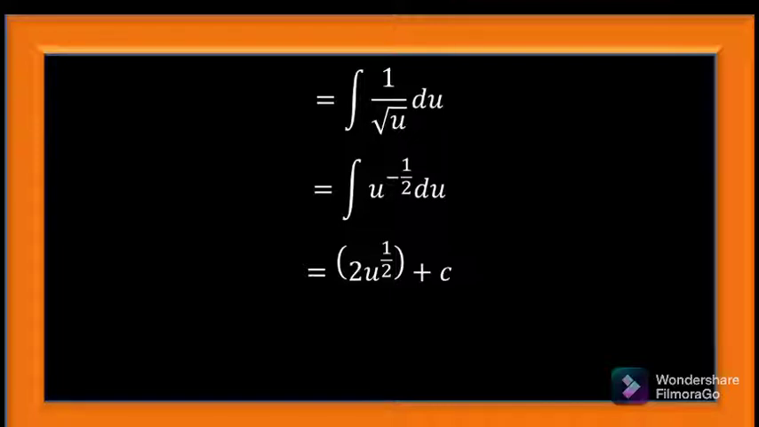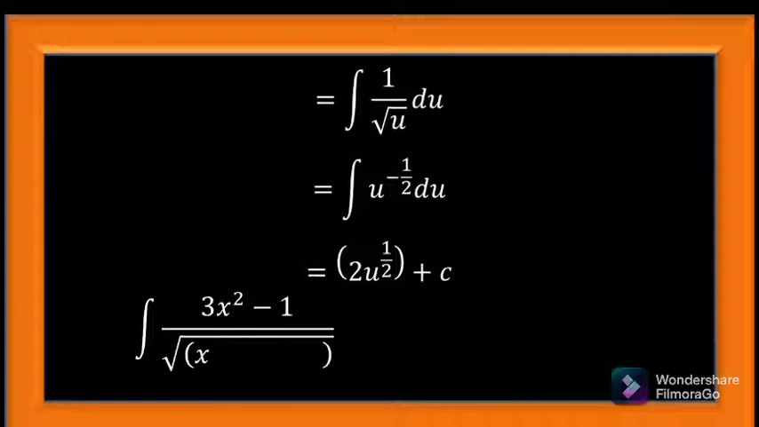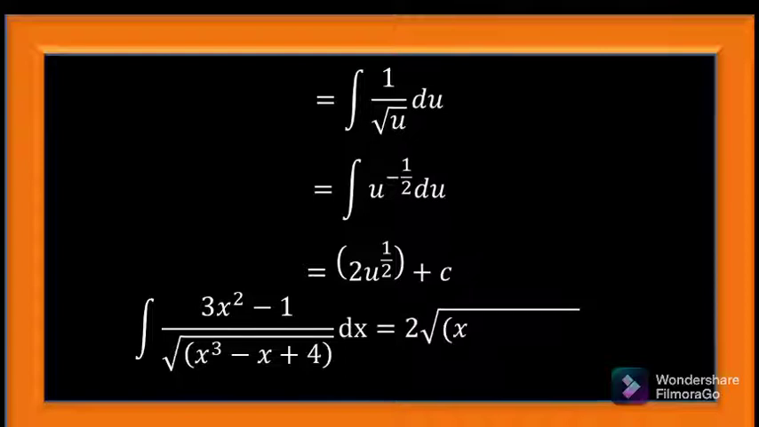But what is our u? We substitute it back in terms of x. So the integral of 3x squared minus 1 over the square root of x cubed minus x plus 4 with respect to x equals 2 times the square root of x cubed minus x plus 4. The square root came because of the power a half, and that is our answer. Let's move on to the next integral.